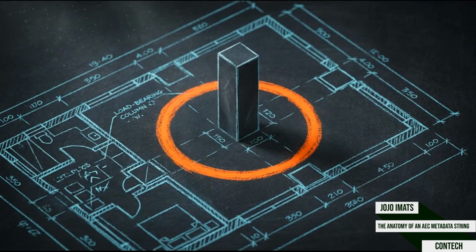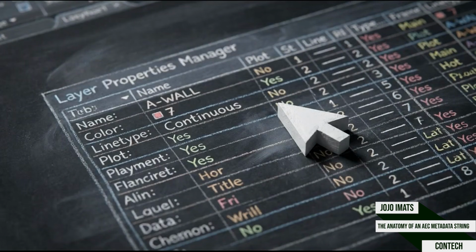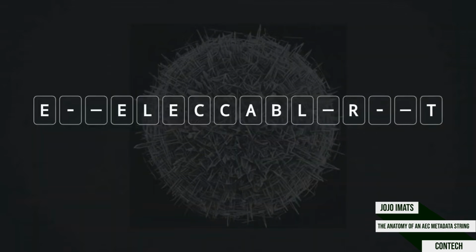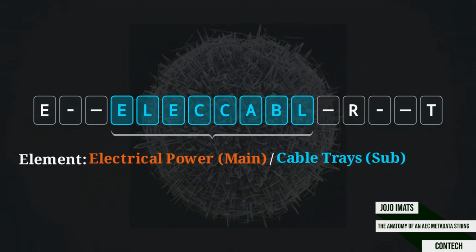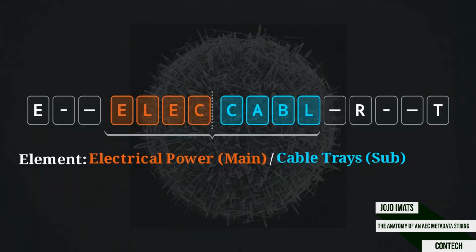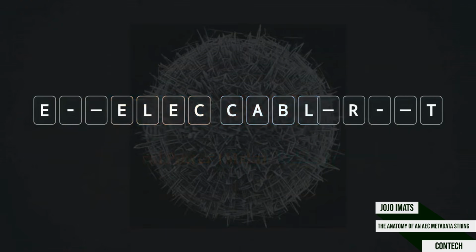By forcing this prefix, the system instantly ring-fences legal responsibility for every model element before a single geometry is drawn. We can apply these codes to a specific CAD layer name according to CP83-1 rules. Here is the exact target string we will build for an electrical circuit: E-ELEC-CABL-R-T. Starting with the originator field, the E- prefix dictates that the electrical engineer owns this layer. Moving to the element field, the standard strictly requires 8 characters, subdivided equally into main and subcategories. The main element is ELEC, designating the broad system of electrical power. The sub-element CABL narrows the classification specifically to cable trays.